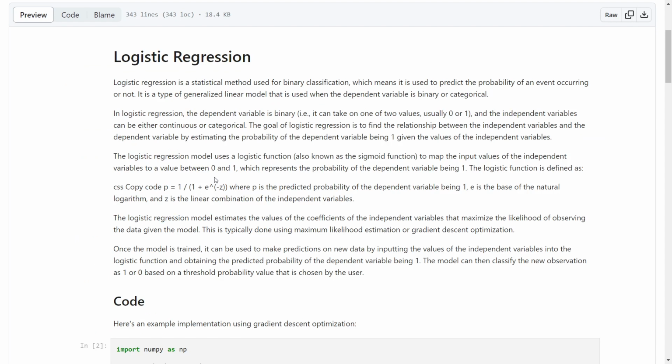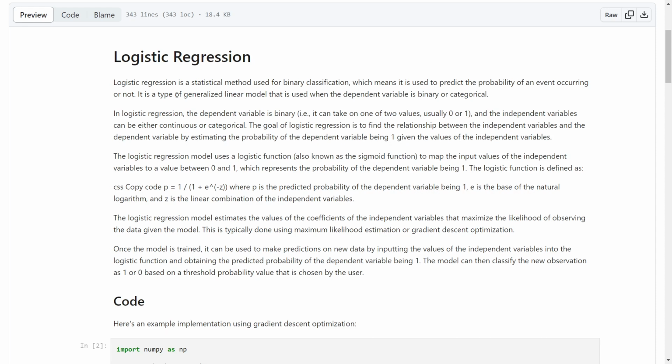One of the very important questions that people try to trick you with in logistic regression is: if logistic regression has regression in its name, then is it a classification or regression method? Please remember that it is a classification method. Logistic regression is particularly used to predict the probability of an event occurring or not. It is a type of generalized linear regression that is used when the dependent variable is either binary or categorical.